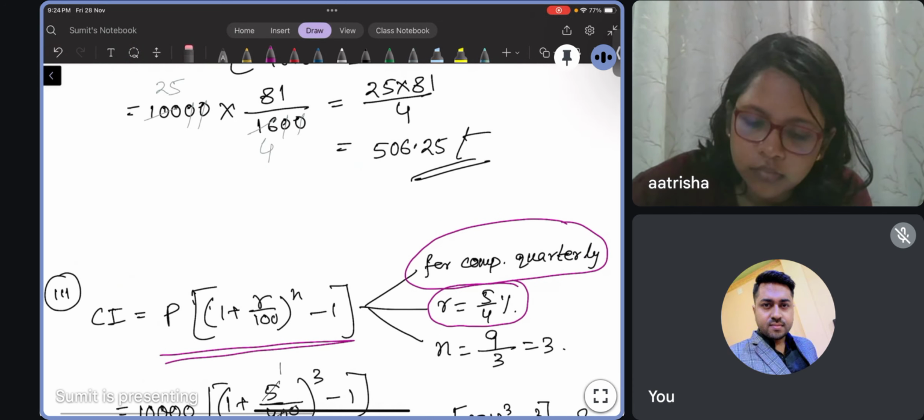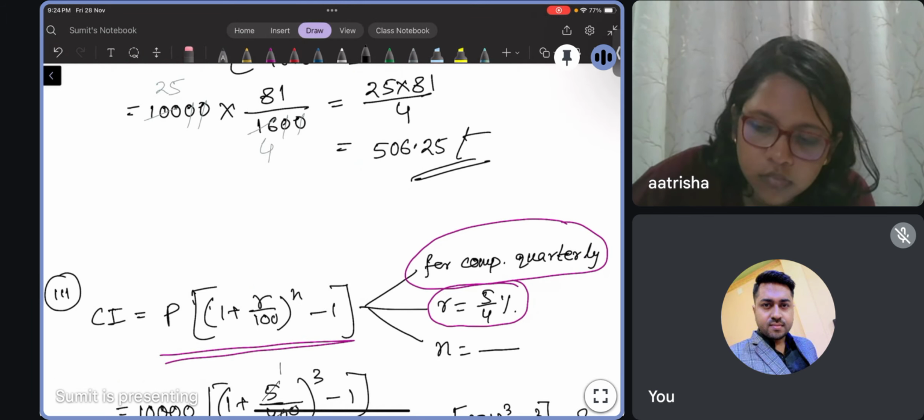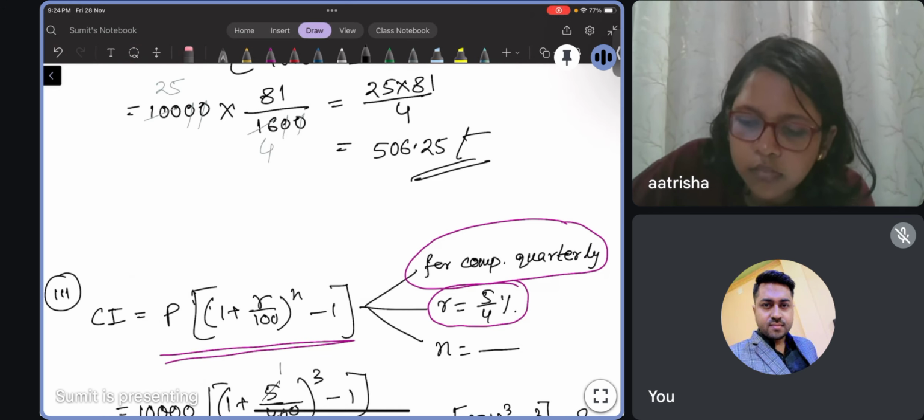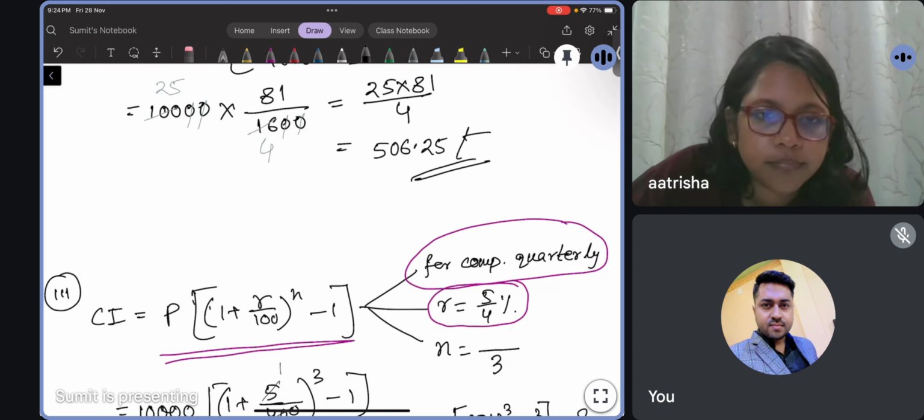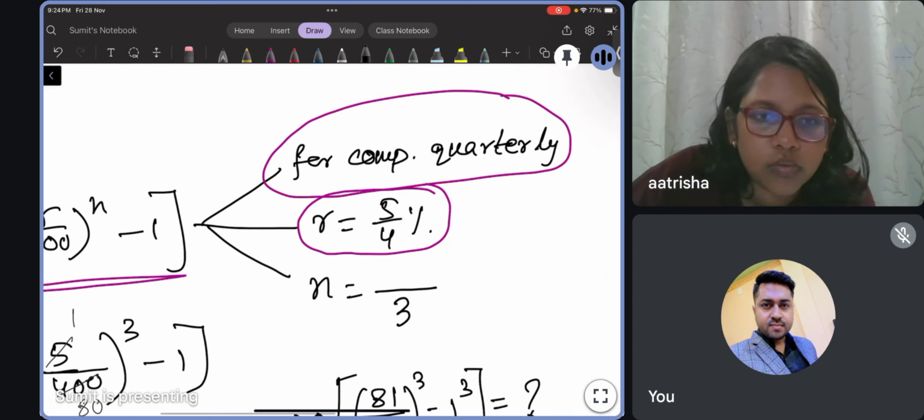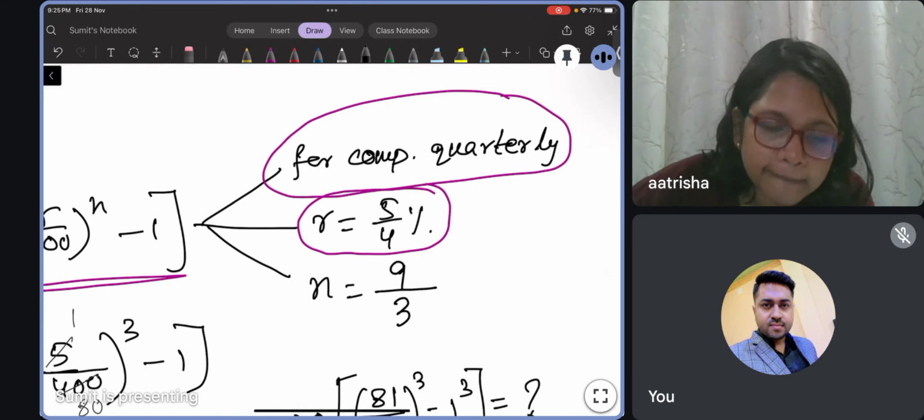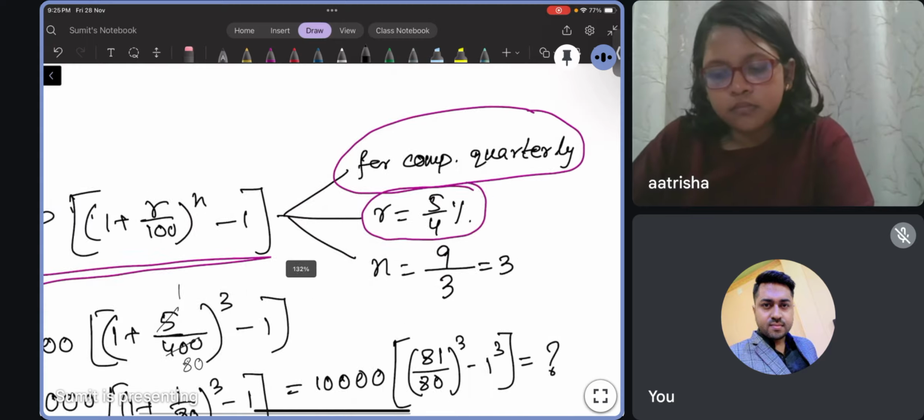What does N mean? N, according to the formula of N, was how much? Total time divided by compounding time. You can see the compounding time: compounding quarterly, quarterly means how much? 3 months, right? 3 I will write. And what is the total time given? 9 months. So 9 months I will write. So it will also be written in months. If you write in years, then it will not come out. How much? It is 3. So these values I will put over here.